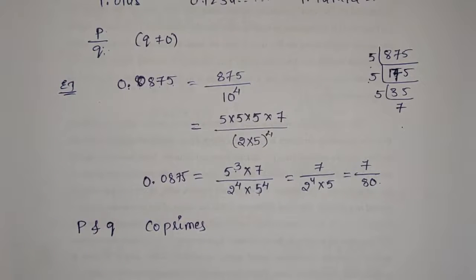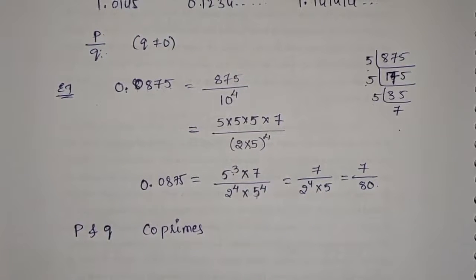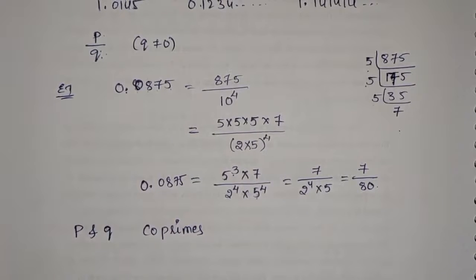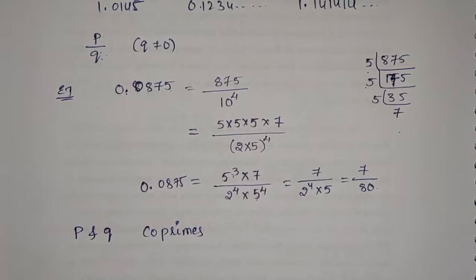This is the first method of decimal expansions, in which the decimal form is terminating, and the other two we have are non-terminating and repeating. Let us see those two.